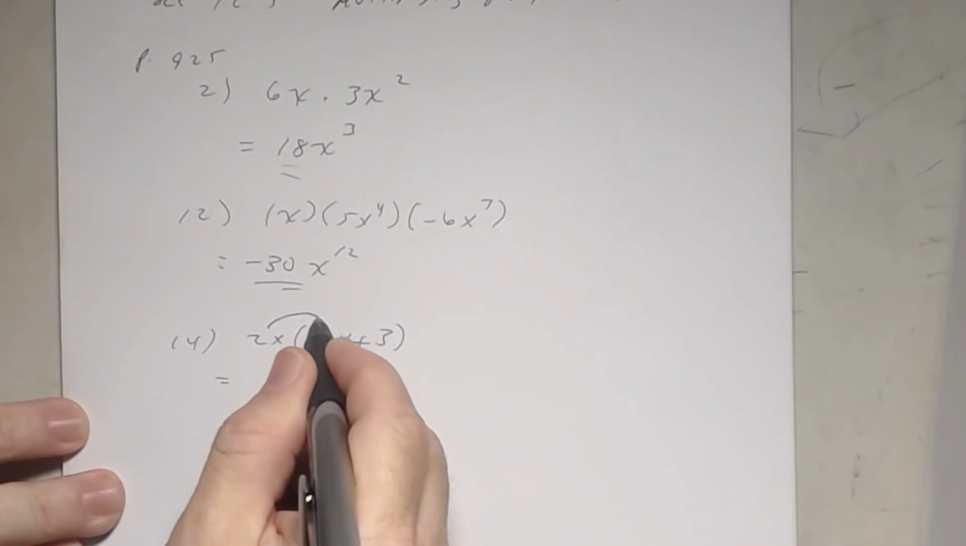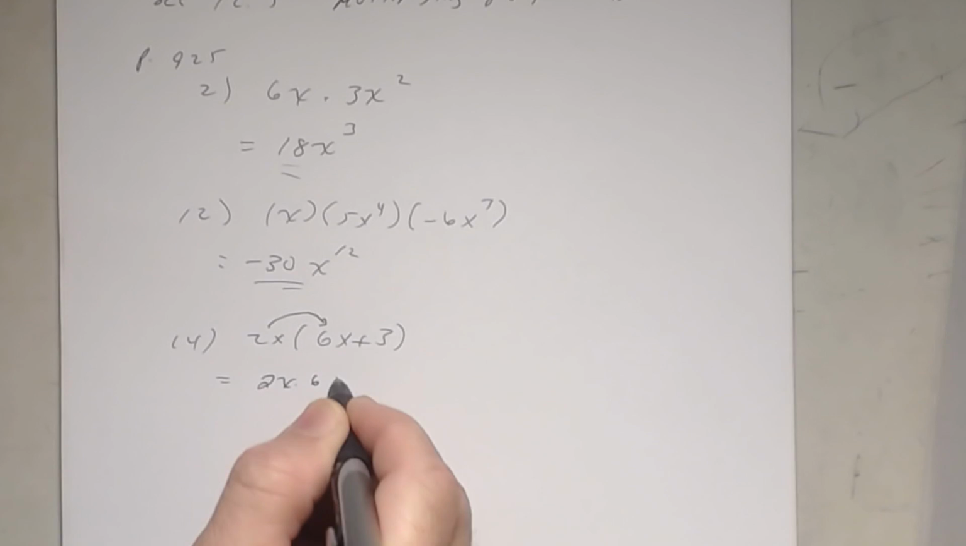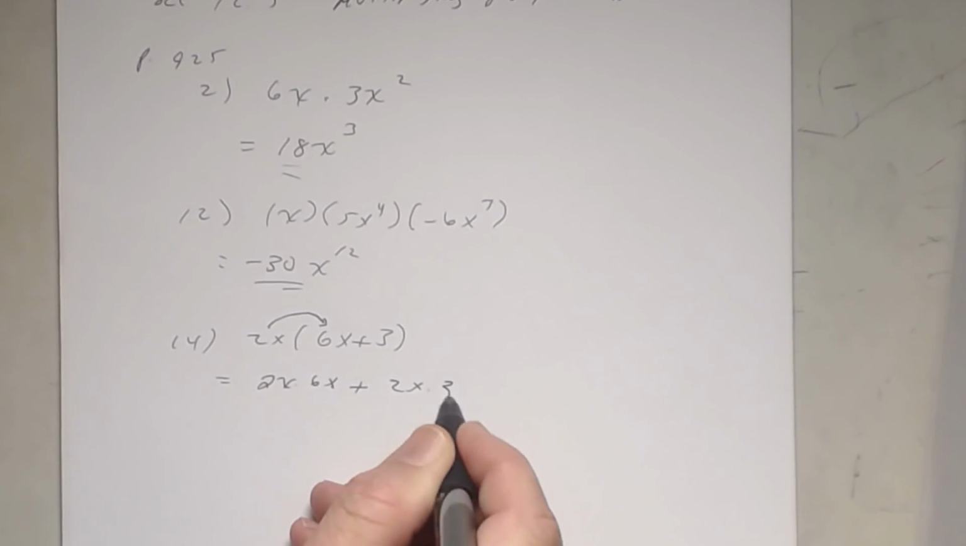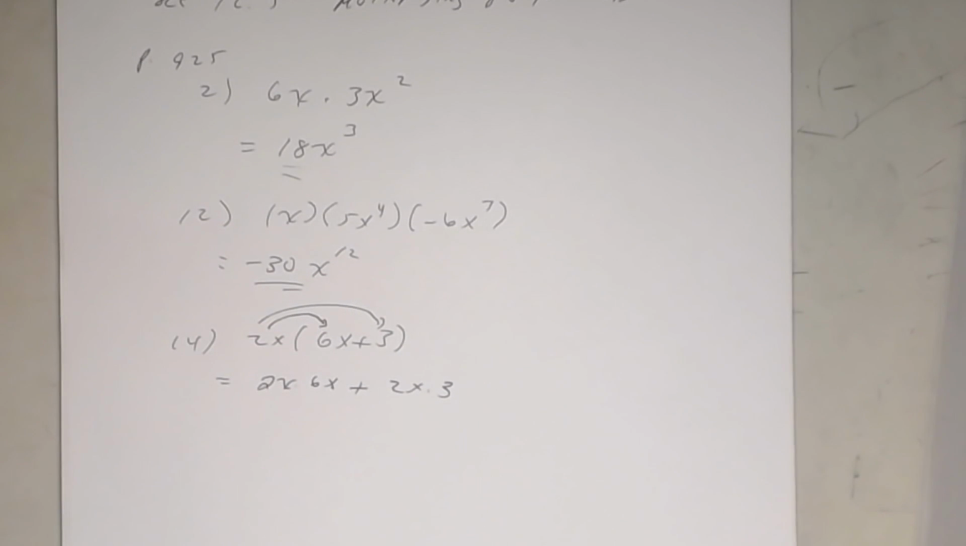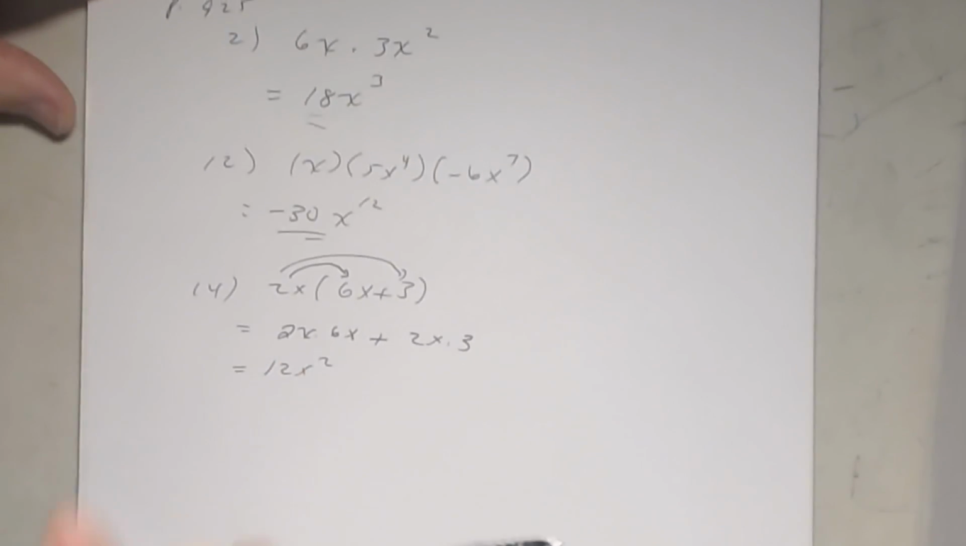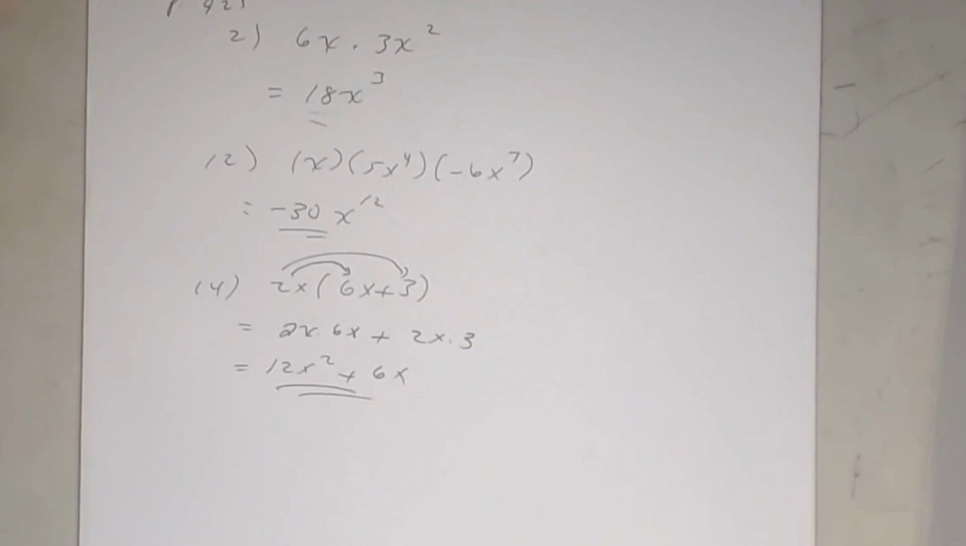You're saying 2x times what? 6x. That's what you're saying in your mind. 2x times 6x. Then you're also saying plus 2x times what? 3. So that's a distributive property. Now you can skip that step, so you can go directly to the answer. What's 2x times 6x? 12x squared. Yeah, and that's why we talked about this right here. So 2x times 6x is 12x squared. And then what's 2x times 3? And there's your answer.